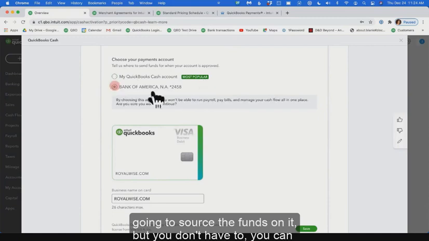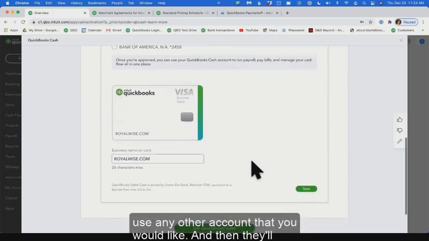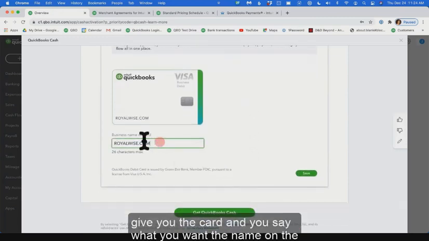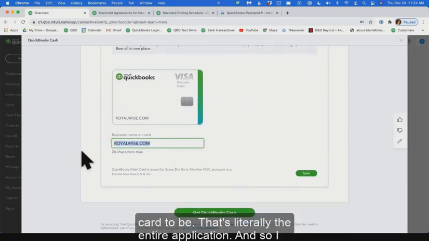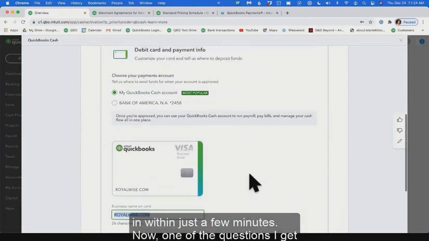But you don't have to. You can use any other account that you would like. And then they'll give you their card and you say what you want the name on the card to be. That's literally the entire application. And so I would just say click QuickBooks Cash, and the approvals have come in within just a few minutes.